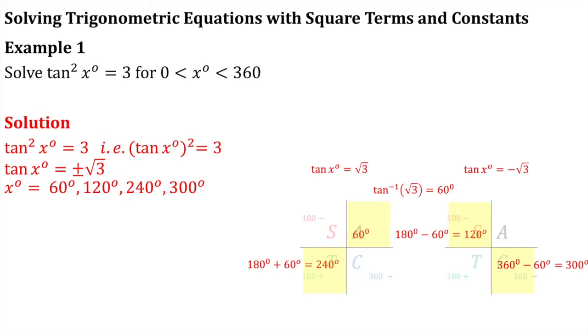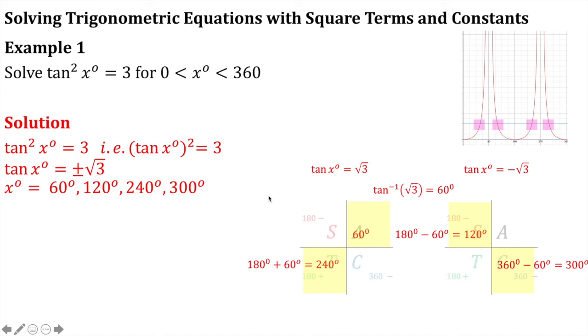Now, we don't normally see what the graph of tan squared x looks like, but I thought I would show you it to prove that we should have 4 answers. So this is the graph of tan squared x, and that lies between 0 and 360. And you can see here I've put in the line y equals 3. And you can see that there's 4 answers there. I've highlighted those. And again you can see that would be 60 around here, 120, 240 and 300. So those are our final answers.